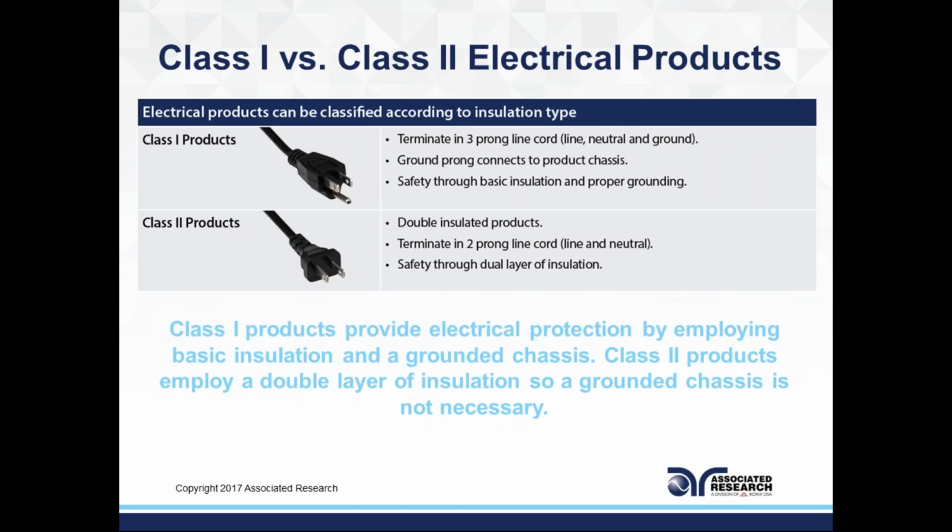Everything you could touch on these Class 2 products is mostly made out of plastic. If there are any screws, the screws are recessed so that you can't come in contact with them, or it's majority made of plastic. But the protection is still 2 layers of protection. There's a layer of insulation, and there's an extra layer of insulation on top of that.